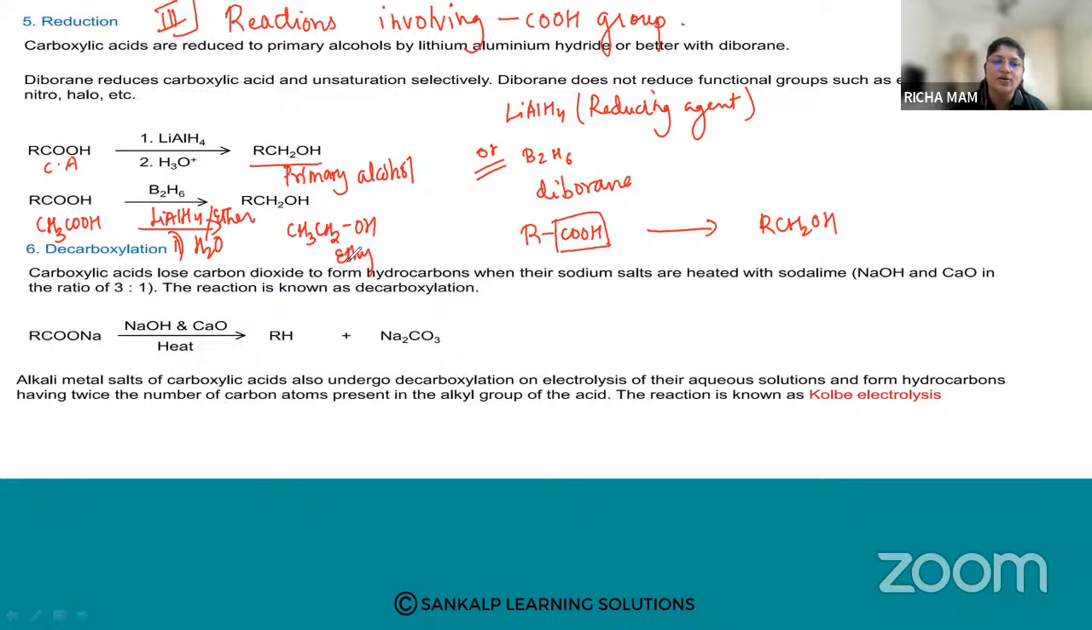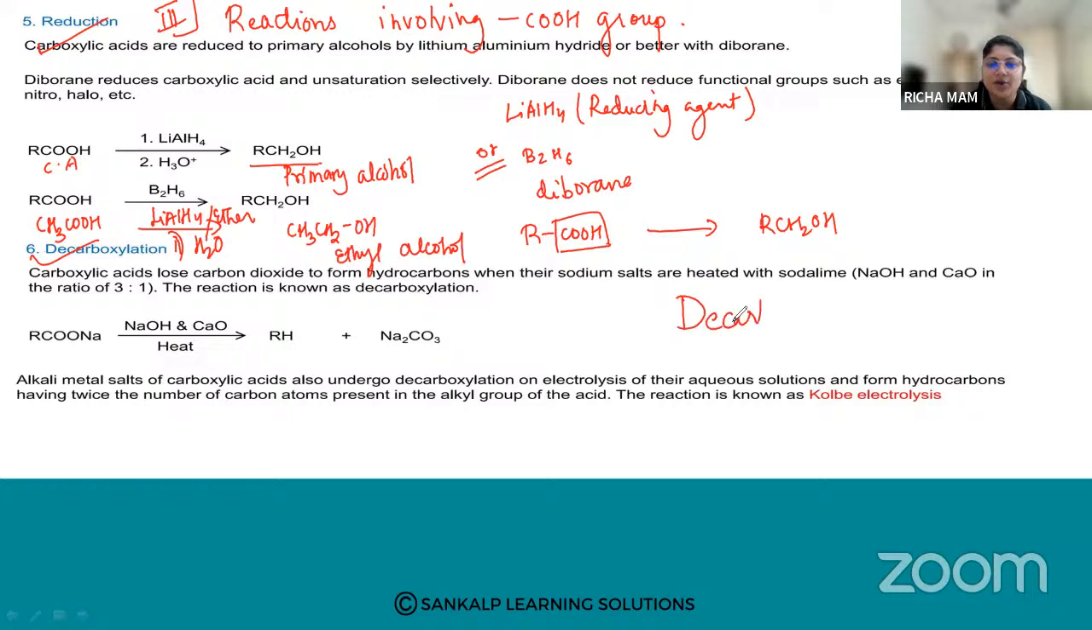Ethyl alcohol. So what is happening here? There is a removal of oxygen atoms and addition of hydrogen. So this is occurring in your reduction reaction. Next important reaction is decarboxylation.